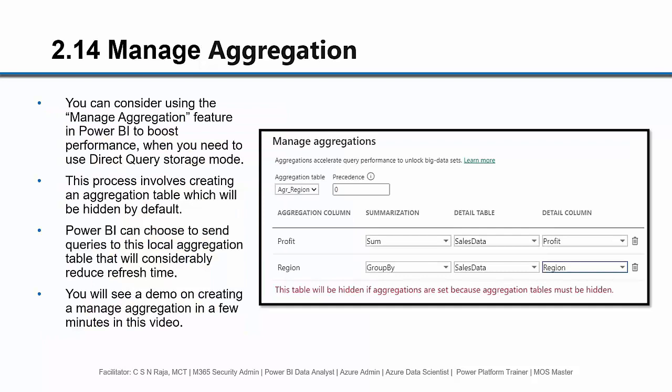Manage aggregation is a feature in Power BI that can boost performance when you need to use a direct query storage mode. This process involves creating an aggregation table, which will be hidden by default. Power BI can choose to send queries to this local aggregation table, which will considerably reduce refresh time. You will see a demo on creating a manage aggregation in a few minutes in this video.